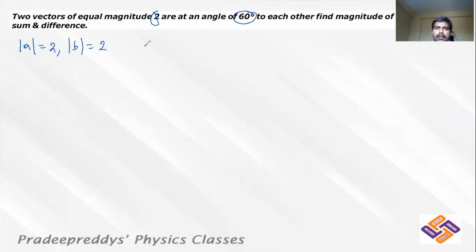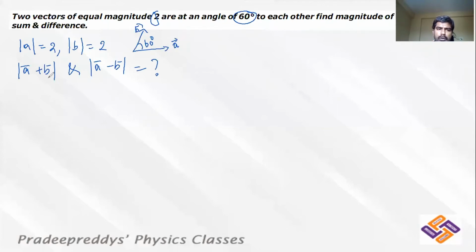So A bar and B bar are inclined at an angle of 60 degrees to each other. Find the magnitude of the sum and their difference. You need to find the magnitude of A bar plus B bar and A bar minus B bar. As we know, you can find the sum and difference of vectors by the parallelogram law of vectors. Those students who do not know what the parallelogram law of vectors is, you can watch previous videos.